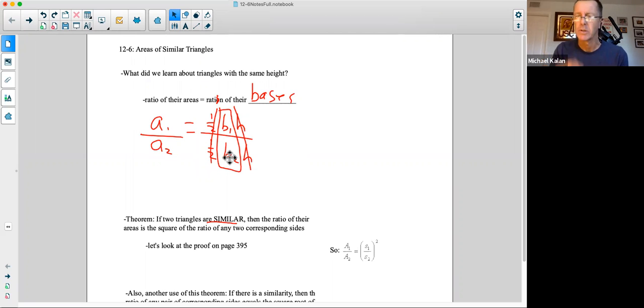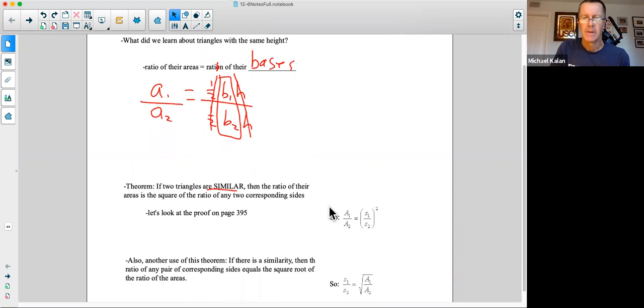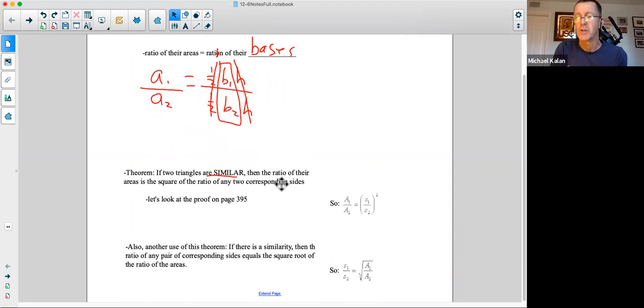Okay. So let's look at another theorem here. This theorem says that if two triangles are similar, then the ratio of their areas is the square of the ratio of any two corresponding sides. So one way to think about this is area of one triangle over the area of the second equals the ratio of their sides. Remember, all sides are going to have the same ratio, all corresponding sides, right? We just have to square it. It's all because they're similar triangles, okay?